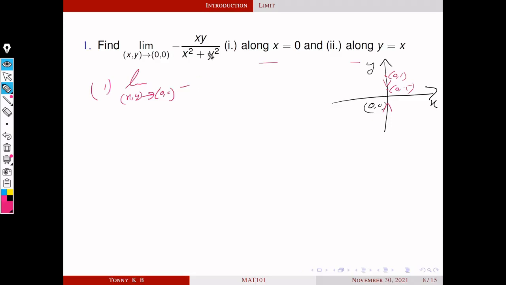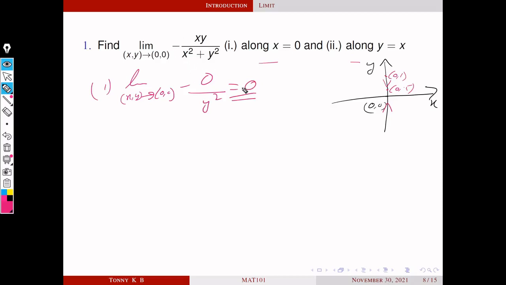numerator? The numerator is 0 because x is always 0, divided by this, x is 0, by y square. And what is the limiting value? Now x is always 0, the only thing is y tending to 0. So 0 by y square, whatever the y value, y is only tending to 0, y is never 0. So this expression becomes 0. So along the x axis, its limiting value is 0.